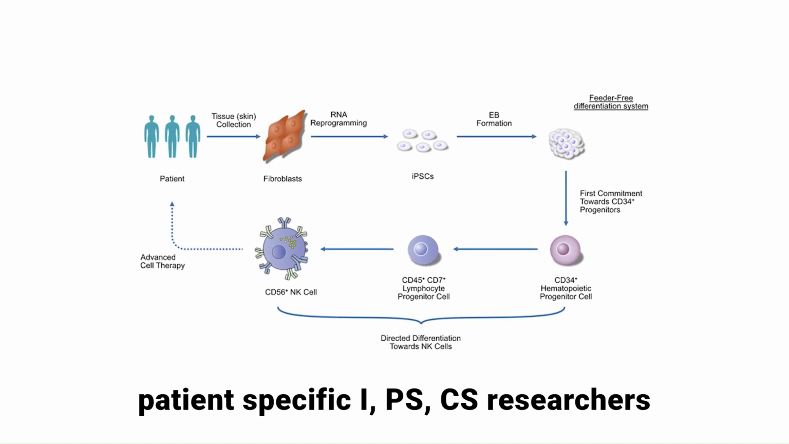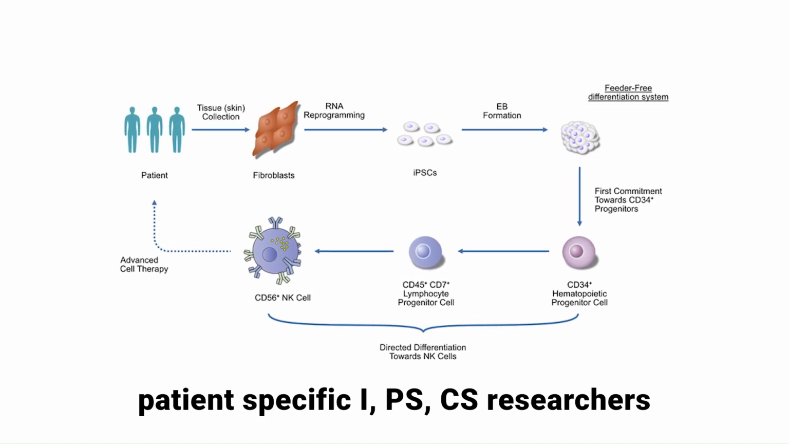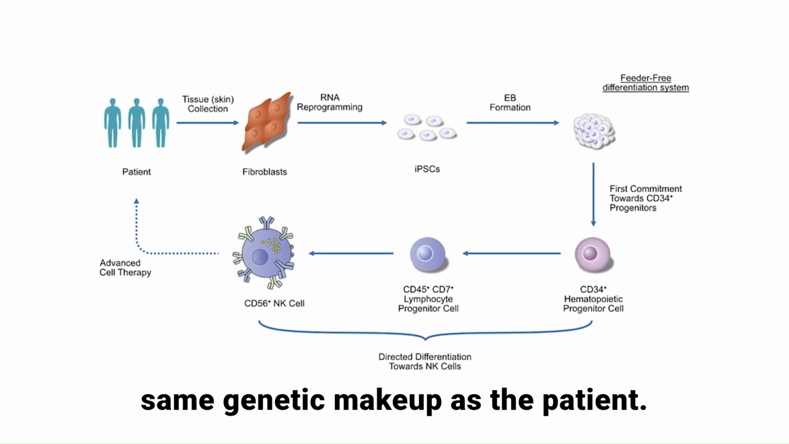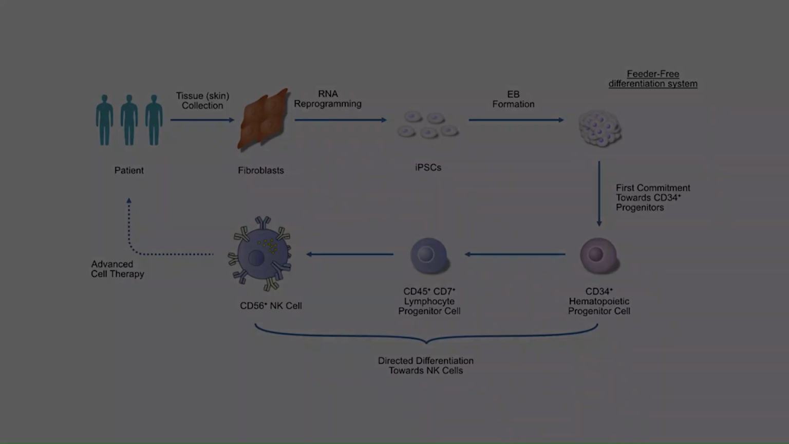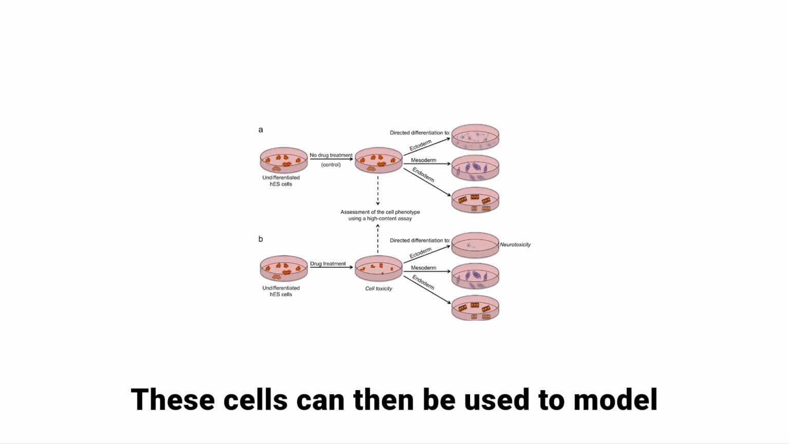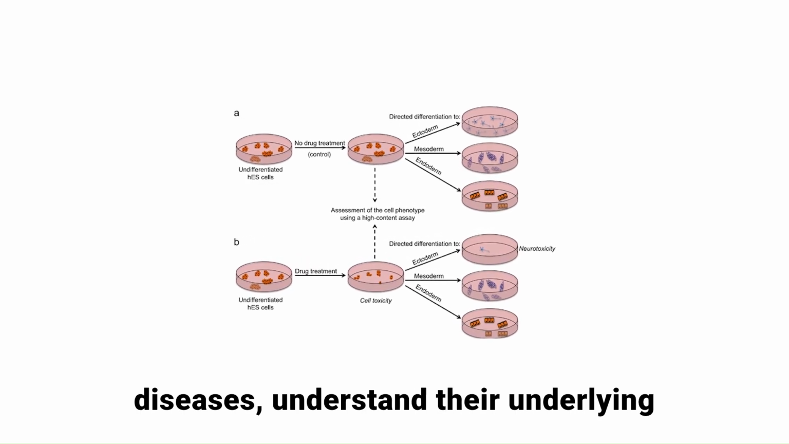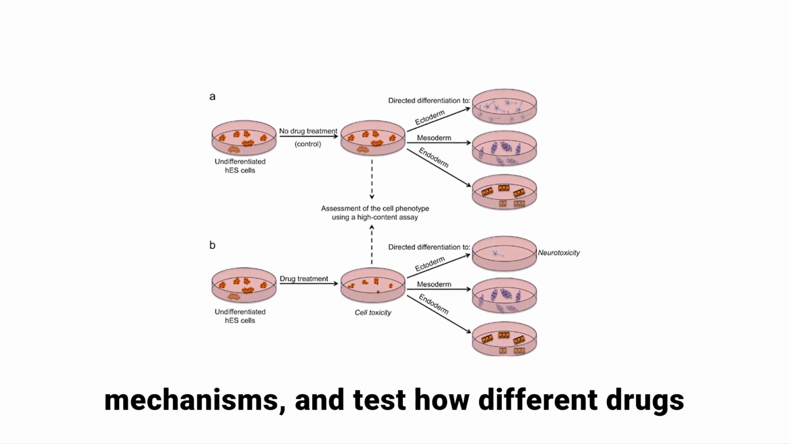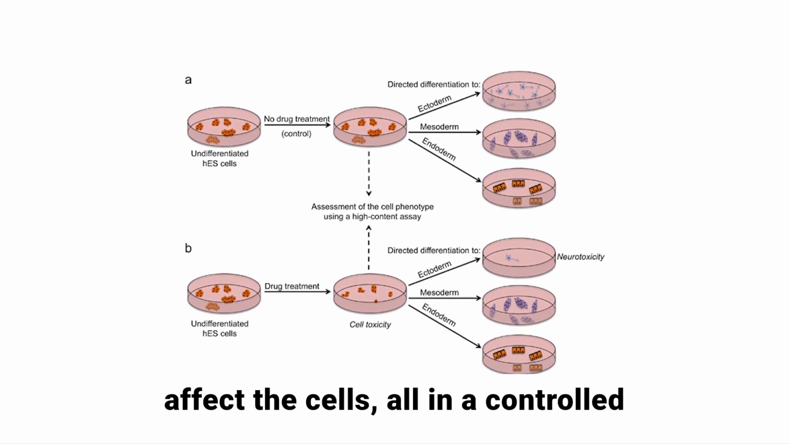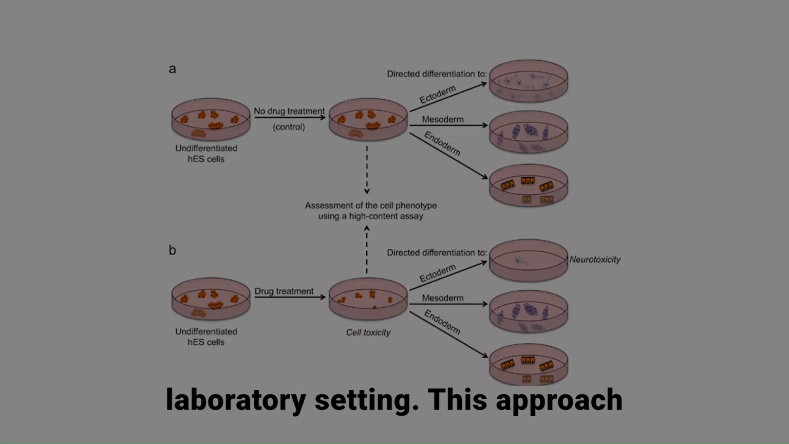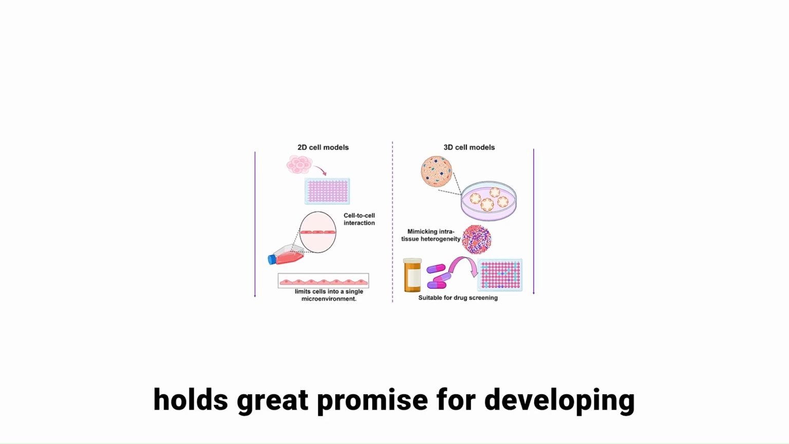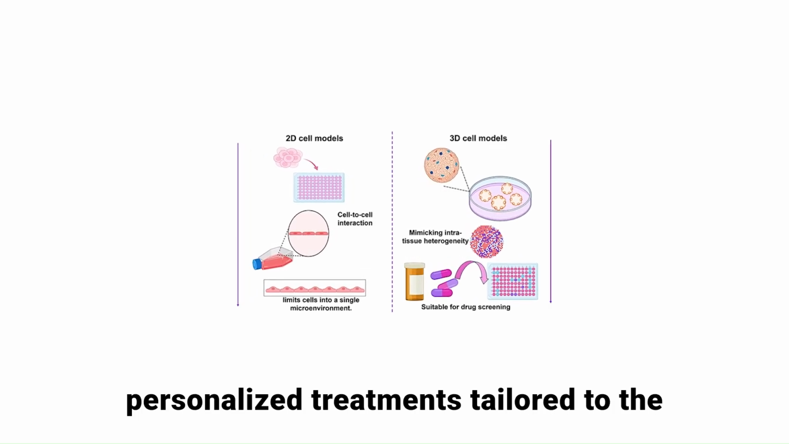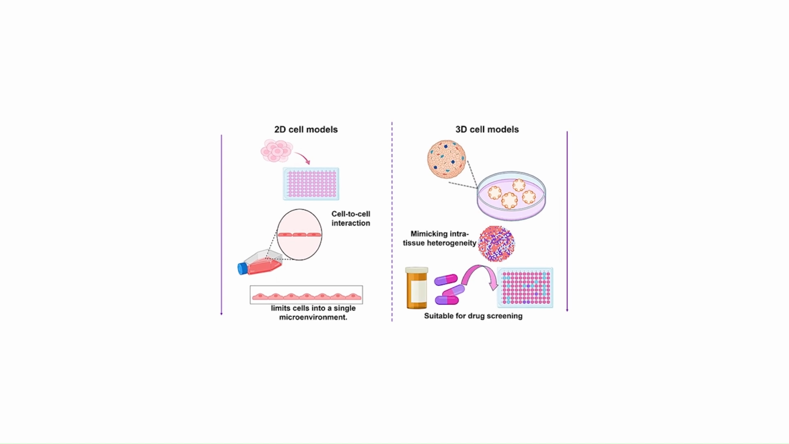By creating patient-specific iPSCs, researchers can grow cells in the lab that carry the same genetic makeup as the patient. These cells can then be used to model diseases, understand their underlying mechanisms, and test how different drugs affect the cells, all in a controlled laboratory setting. This approach holds great promise for developing personalized treatments tailored to the individual patient's needs.